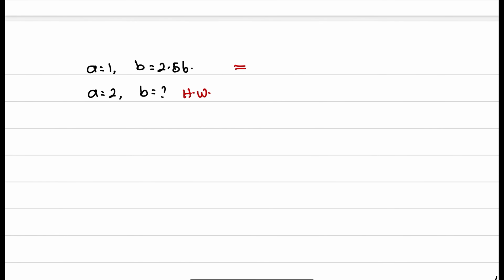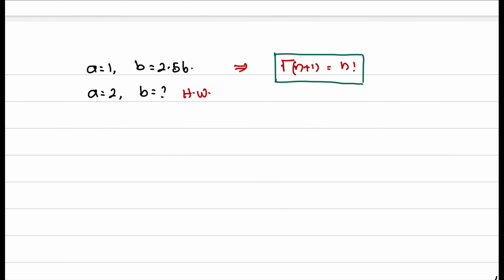This we have got from the gamma function property. Gamma n plus 1 is equal to factorial n. By using that property, we got the value of b as 2.56, and if a is equal to 2, b is equal to how much? You do it as a homework. Use this property, and for different values of a, you will get different values of b.